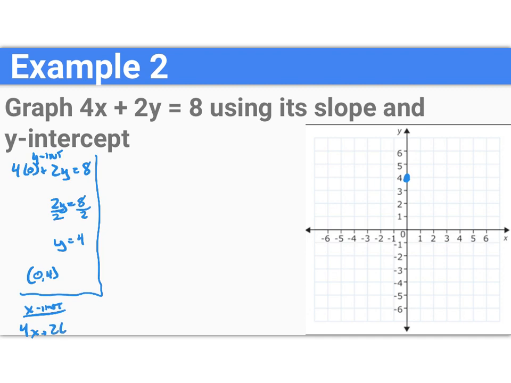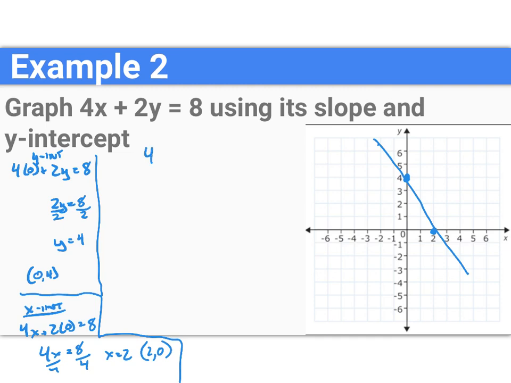4x plus 2 times 0 equals 8. 4x equals 8, divide by 4, and then x equals 2. So the point 2, 0 will be right here, and your line will go like that. So now let's show you what they mean by using the slope-intercept. So what do they mean?